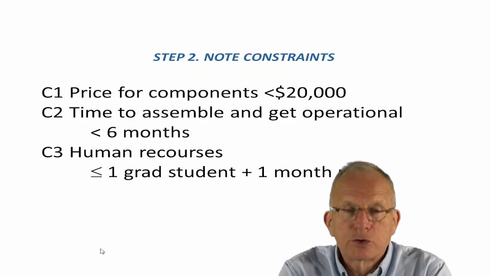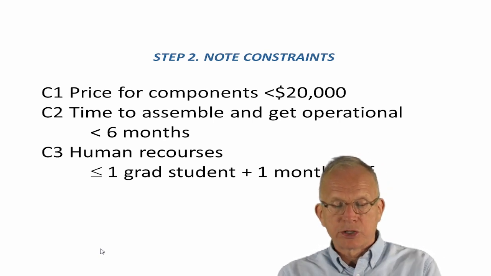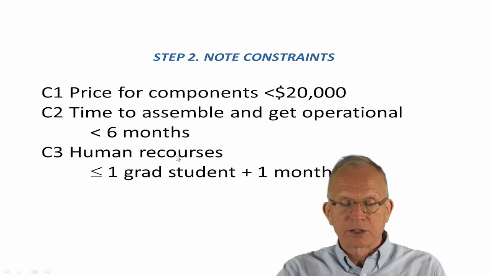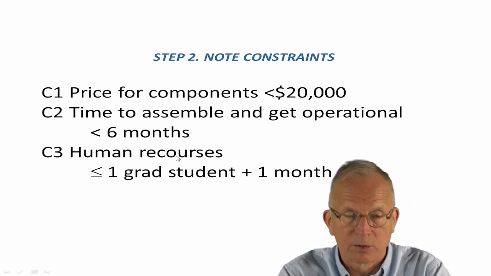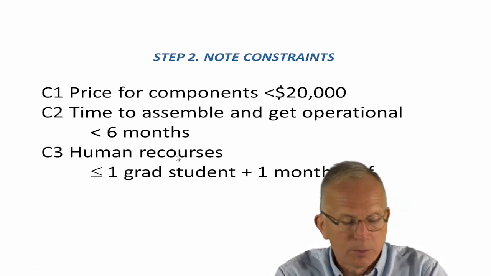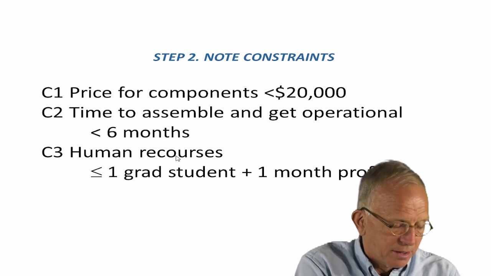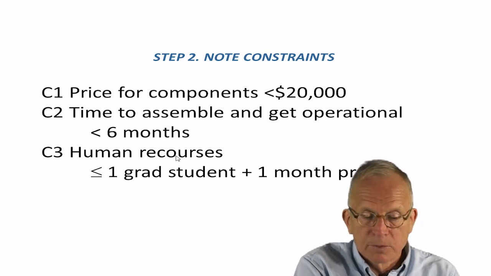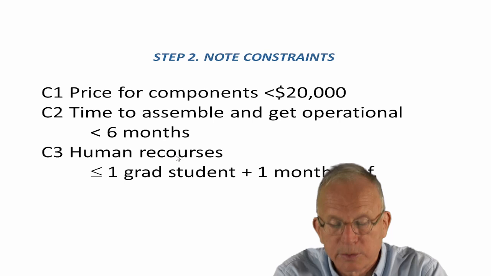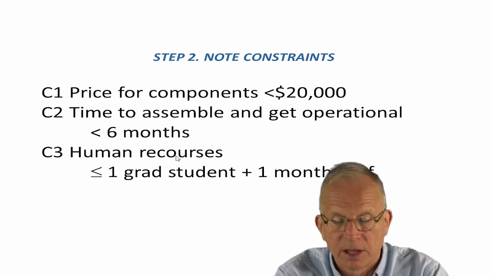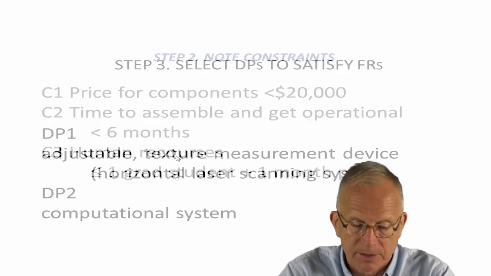We should note the constraints on this particular project. We had $20,000 available for components, and we had 6 months to get it operational, and the human resources, I suppose it's a way of resources, but the human resources was one graduate student for a year and a professor for a month.